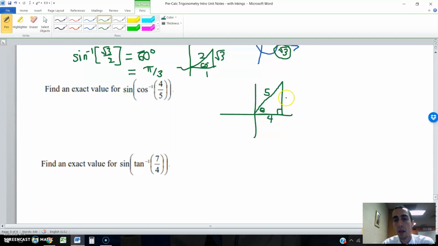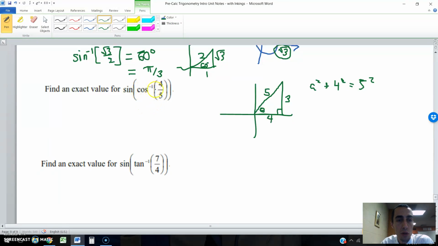All right, continuing on. If we use the Pythagorean theorem, we can figure out what this side length is. If we did a squared plus b squared equals c squared and solved, we would see that that side is a length of 3. So then, the cosine inverse of 4/5 will be the angle which has a cosine of 4/5. There's a couple ways you could do this.